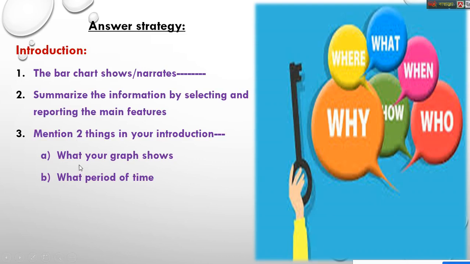And then third, mention two things in your introduction. Of course, you have to mention two things: what your paragraph shows, what period of time. Okay, this is very important. What your paragraph shows and what period of time.